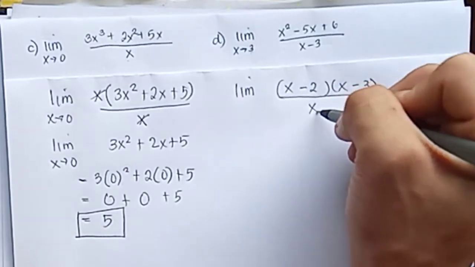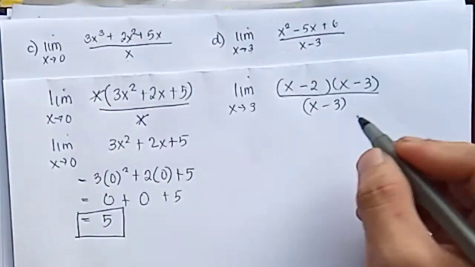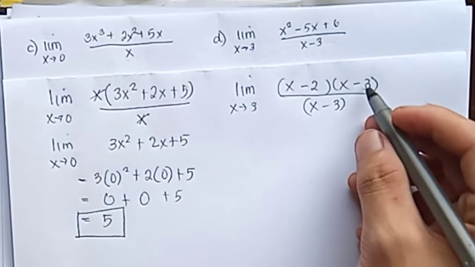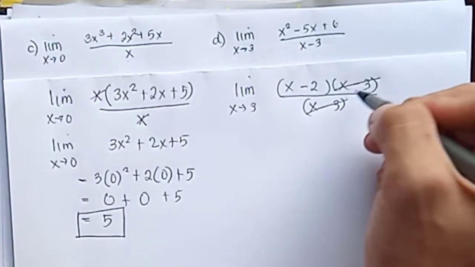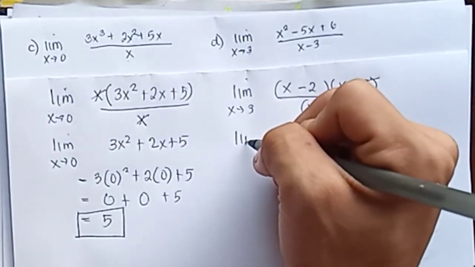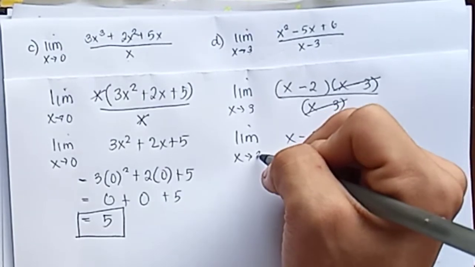So, we have x minus 3 in the denominator as x approaches 3. We need to eliminate x minus 3 in the denominator kasi nga magiging 0 siya. So, meron naman siyang common factor sa numerator, so we can cancel it. Okay? So, ano na natira? X minus 2. So, we have the limit of x minus 2 as x approaches 3.